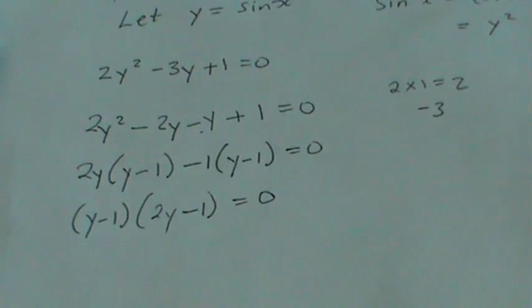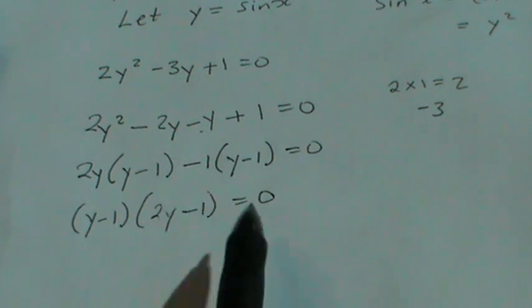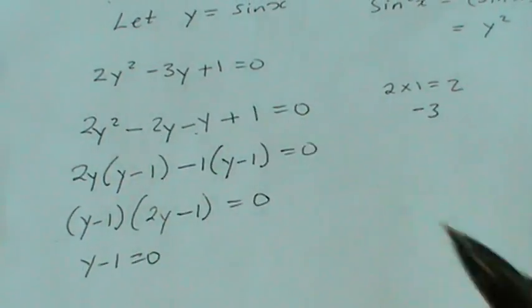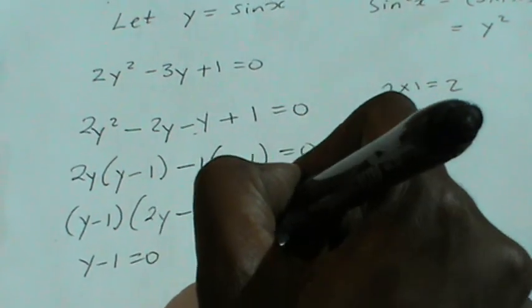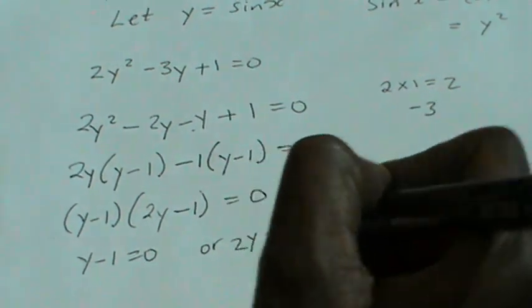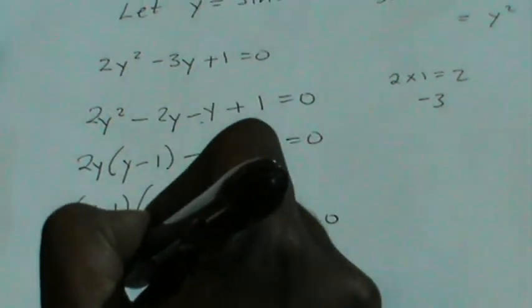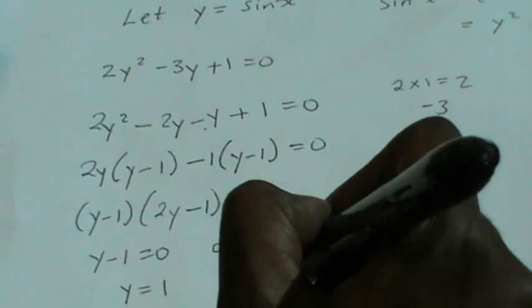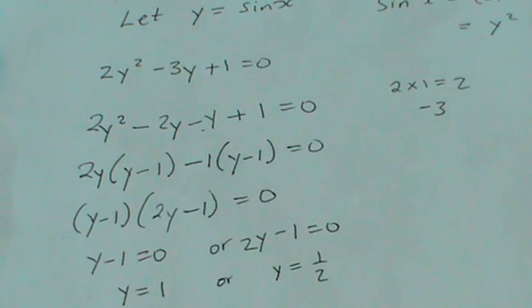Okay, and when we solve a quadratic equation like this, we say the first bracket is equal to 0, or the second bracket is equal to 0. So this means that y is equal to 1, or y is equal to half.